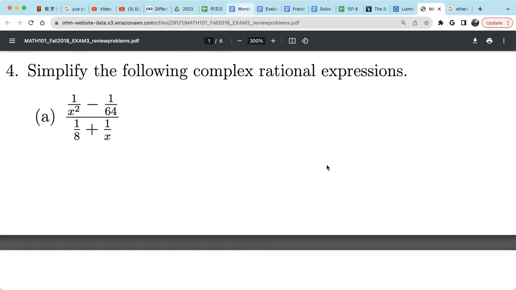Let's see, we have four layers of rational expressions. Okay, let's figure out the common denominator. If it's too much trouble, you think, okay, do separately, do the numerator and the denominator separately. The numerator, we see this one, we need to multiply by 64 over 64. And the second one, we need to multiply x squared over x squared. Then we see 64 times x squared is a common denominator.